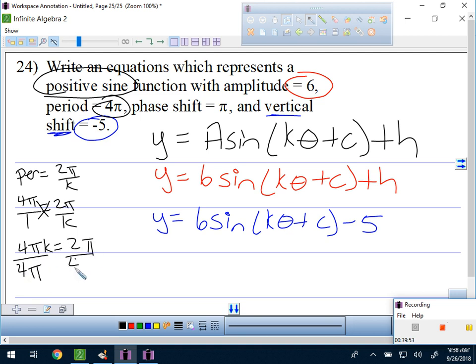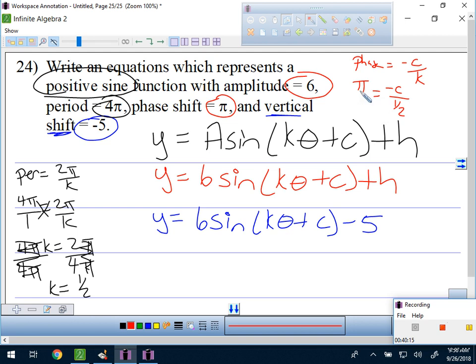Divide by 4 pi's, the pi's cross out, so you get k is equal to 2 over 4, which is 1/2. So we got k. And you know what, while I'm here, let's go ahead and find my phase shift. I'm going to do it up here. My phase shift is negative c over k. The phase shift I was told was pi, so I'd have pi equals negative c over 1/2.